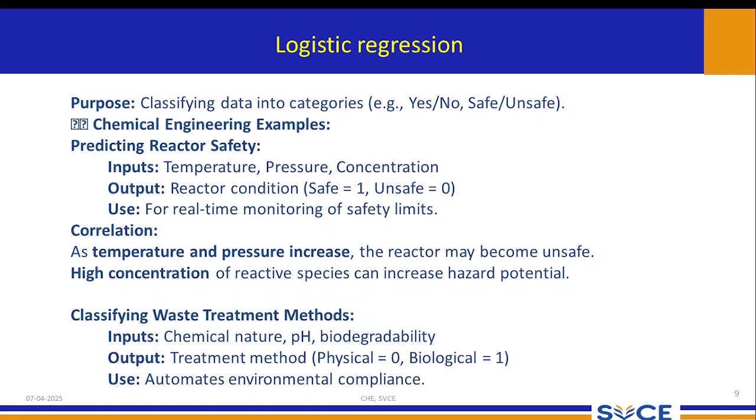So in predicting reactor safety, as the inputs temperature, pressure, and concentration vary, what will happen to my reactor condition output? Safe is considered to be 1, unsafe is considered to be 0. That's why logistic regression is used for real-time monitoring of safety limits. As temperature and pressure increase, the reactor may become unsafe. As I told you, as the pressure increases, there may be chances of blasting if the material of the reactor is not able to withstand that pressure.